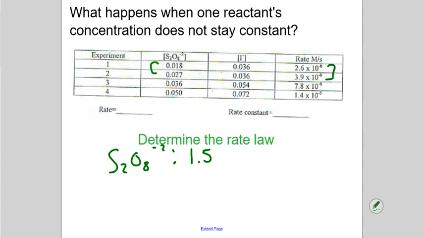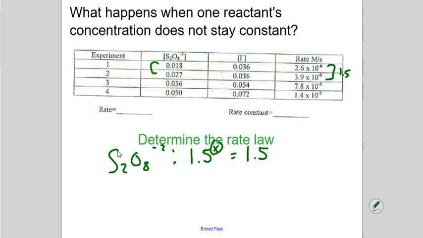And our rate is also changing by 1.5. I calculated that out ahead of time, so I already know it. So essentially, this is what I'm looking for. I know that 1.5 to the power of x is equal to 1.5, so x here has to be 1. So that means that this one is first order.